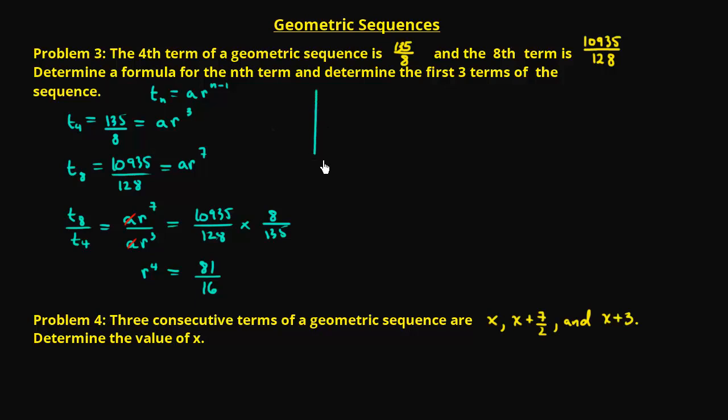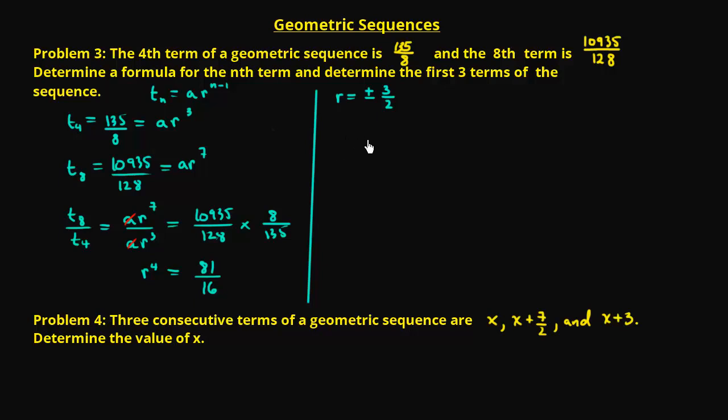Now, we have to be careful when we do this problem. There are two solutions for r if we take the fourth root of both sides of the equation. We get that r could be equal to the positive fourth root of 81 over 16, or the negative fourth root of 81 over 16. So r could be plus or minus 3 over 2. Okay, and we're going to see why we can have that being true in a second.